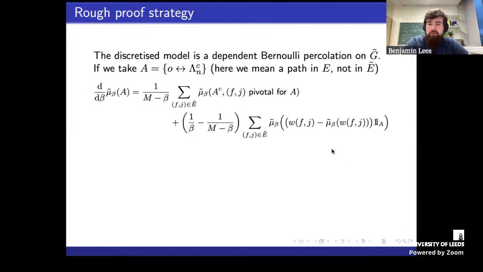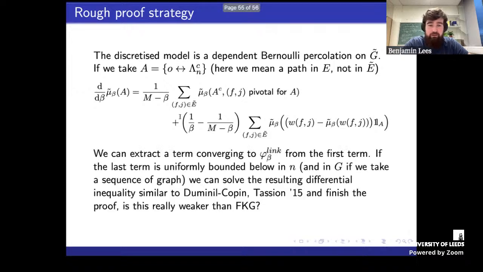And so what Duminil-Copin and Tassion do is they don't have this term because they're on Bernoulli percolation, but from this term they extract their phi tilde. They extract phi tilde and the probability of A, and then they have a differential inequality that they can solve, and this very nice method gives them what they need. Well, we can extract a phi link from this term with something like the probability of A, well, the probability of A complement left over. But we don't know what happens with this last term.